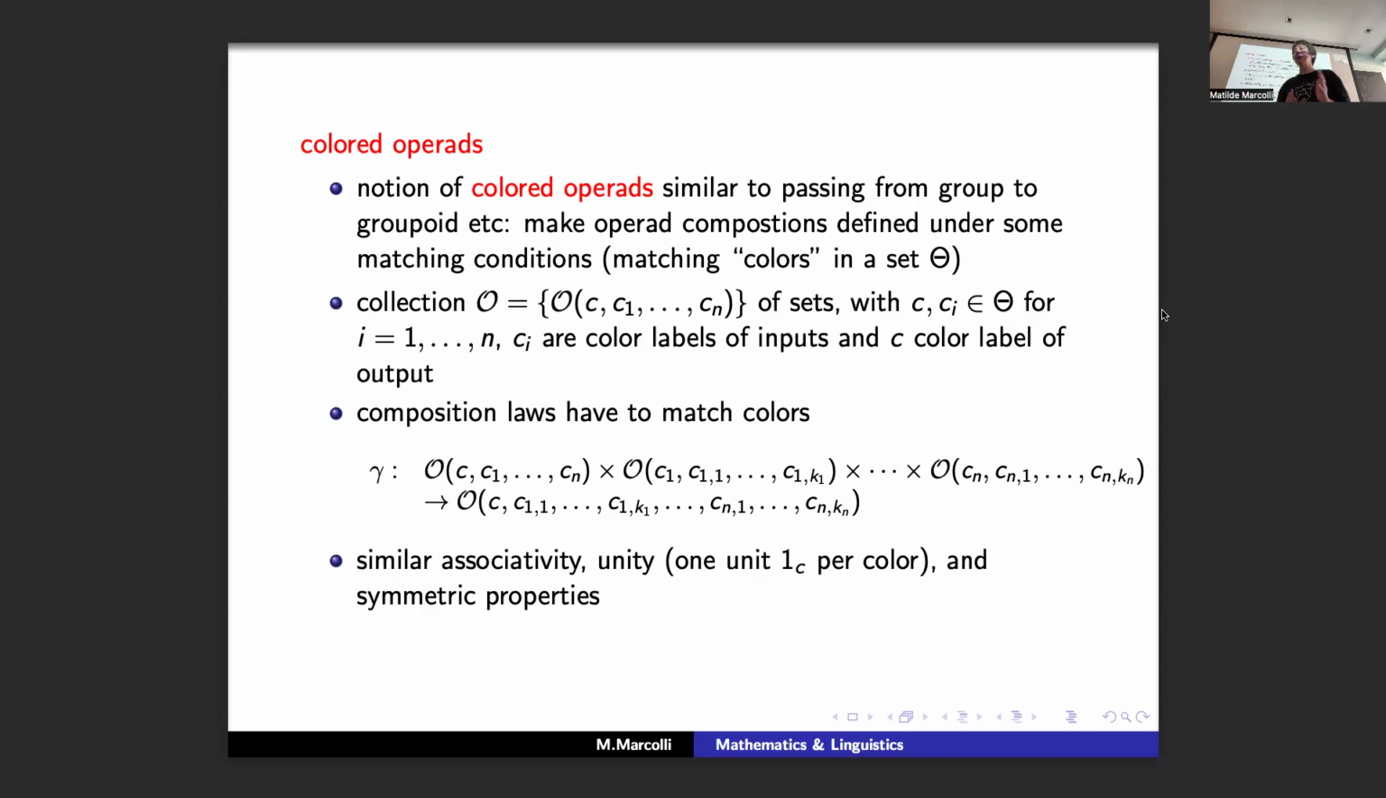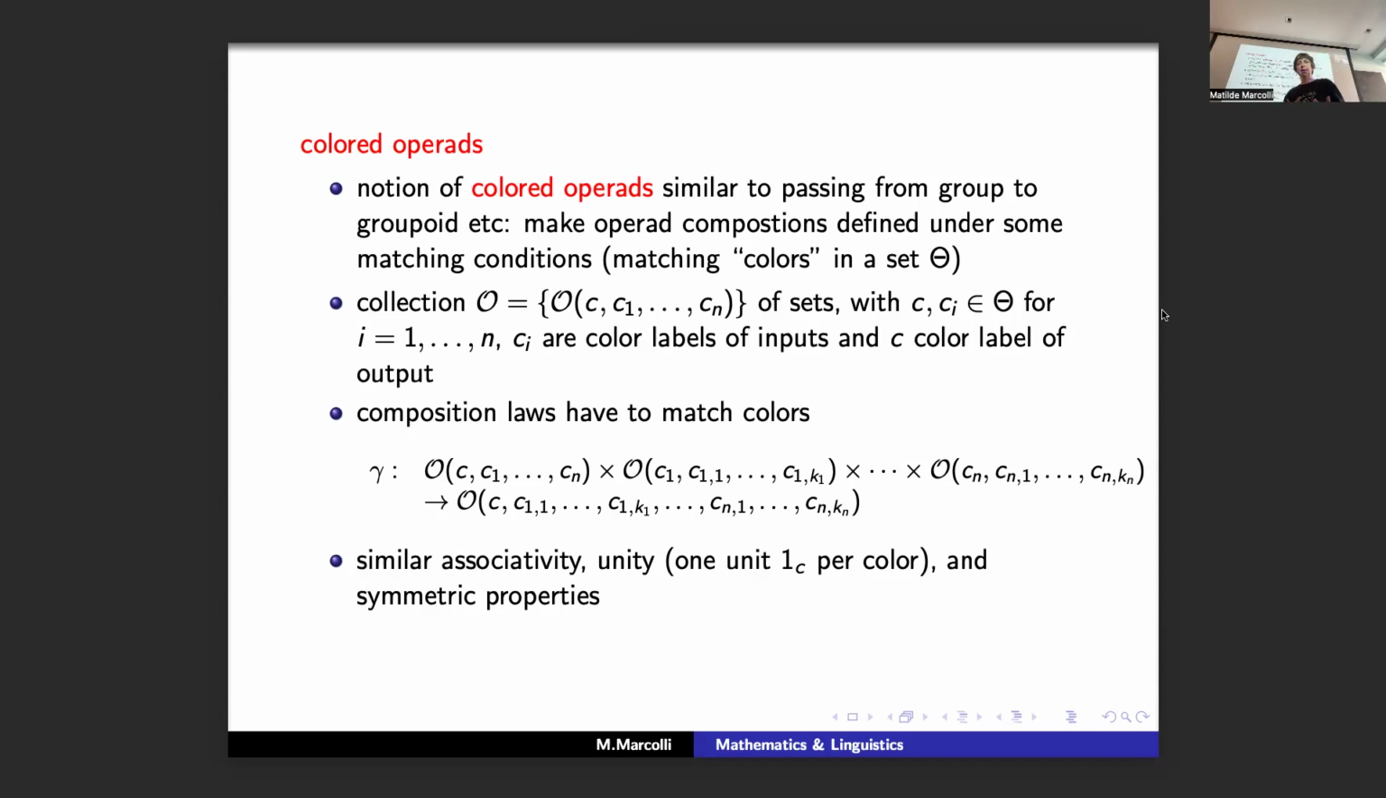Such things are actually called colored operads. In fact, you could call a groupoid a colored group. But the idea is that you have matching conditions, and these conditions are labeled by colors. It just means that you have to have some matching data in order for composition to occur.